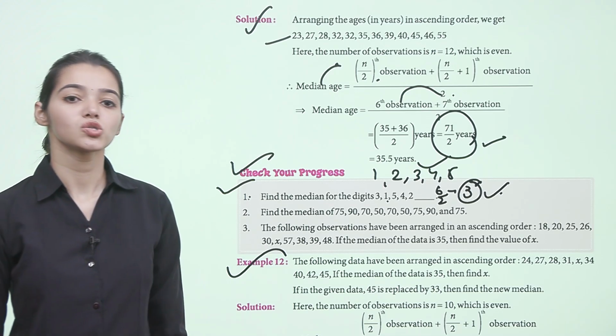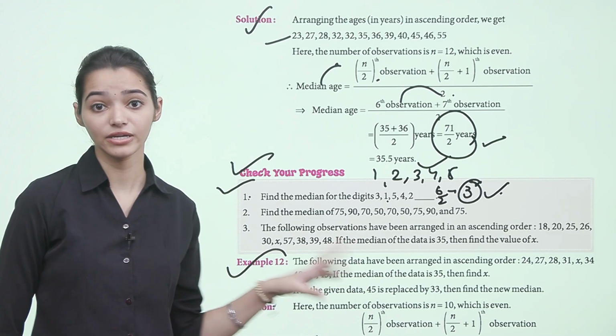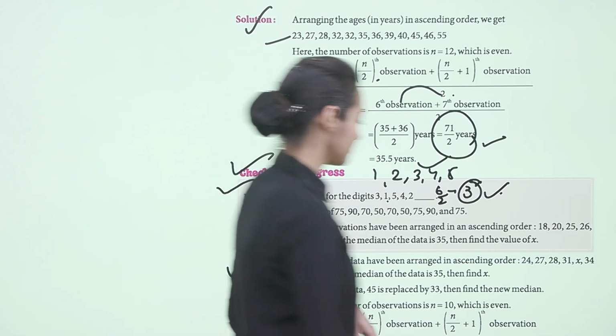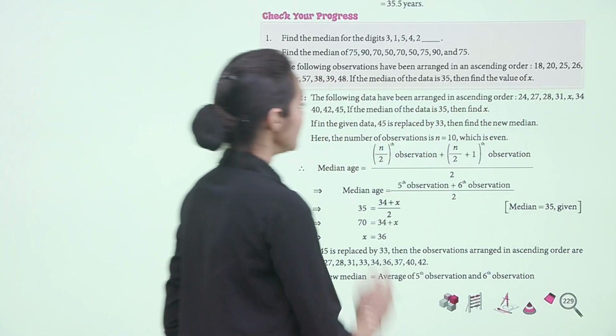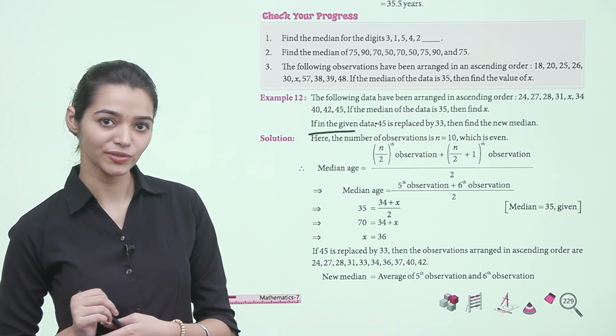Next is our example number 12. The following data have been arranged in ascending order. If the median of the data is 35, we have to find x. Now if in the given data 45 is replaced by 33, we have to find the new median also.